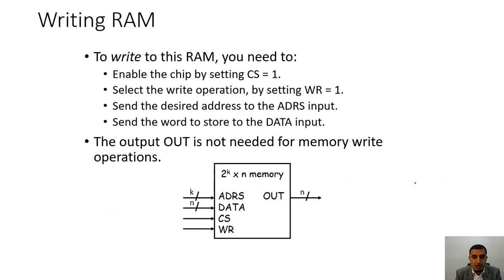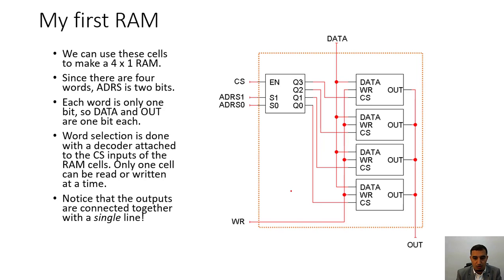Now, in order to write to the RAM, the same idea, you need to enable the chip select. You need to set the write operation, putting WR equal to 1. You need to put the address on the address bus, and you need to put the data on the data input over here. Nothing is sent on the output.